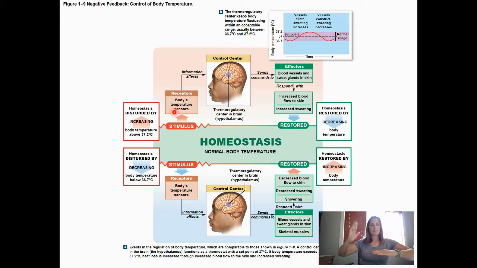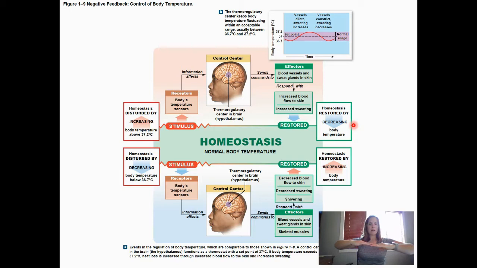Body temperature goes up. The brain detects the body temperature is increasing. It sends it to the effectors, which are blood vessels and your sweat glands. It causes the blood flow to increase, and it causes you to sweat. And then that brings it back to a set point. So temperature up, the brain sends a message to blood vessels and sweat glands, bring it back down, maintain homeostasis.